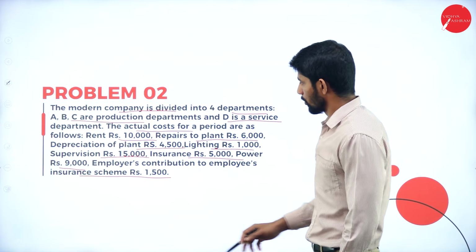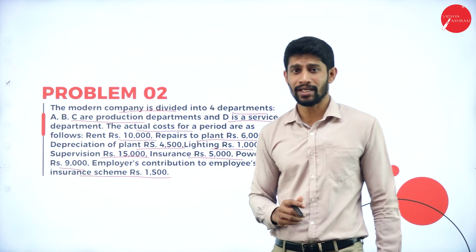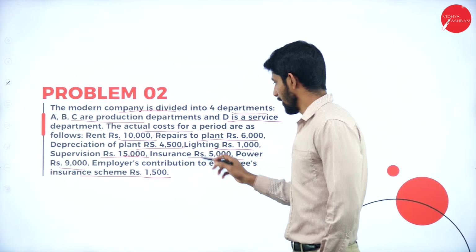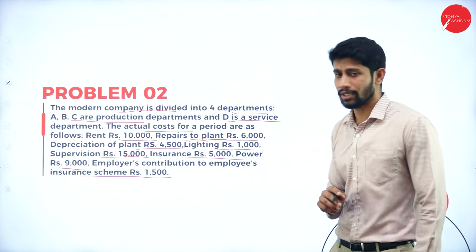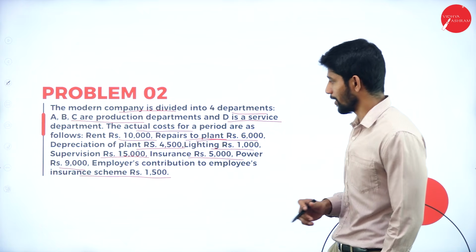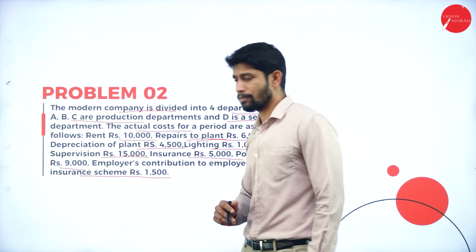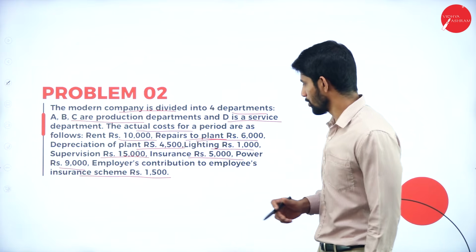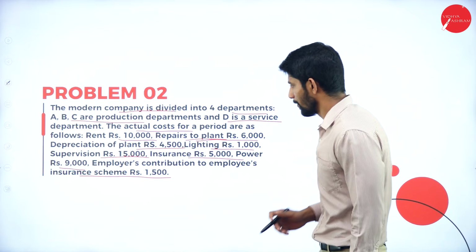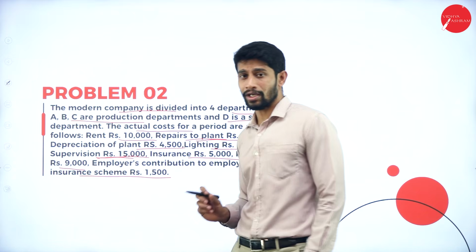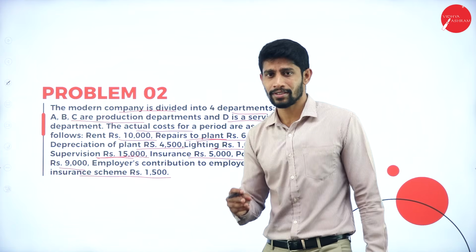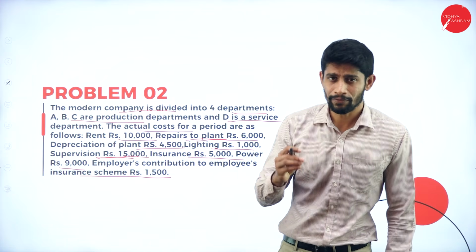So you already know. Rent, on what basis do you pay the rent? On the basis of area. Next, repair of plant and machinery on the basis of value of the stock or value of the machinery. Next, depreciation on plant, again value of the machinery. Next, lighting based upon number of lighting points you have. Supervision, it is based on number of employees. Next, insurance for employees, it is also based on number of employees.